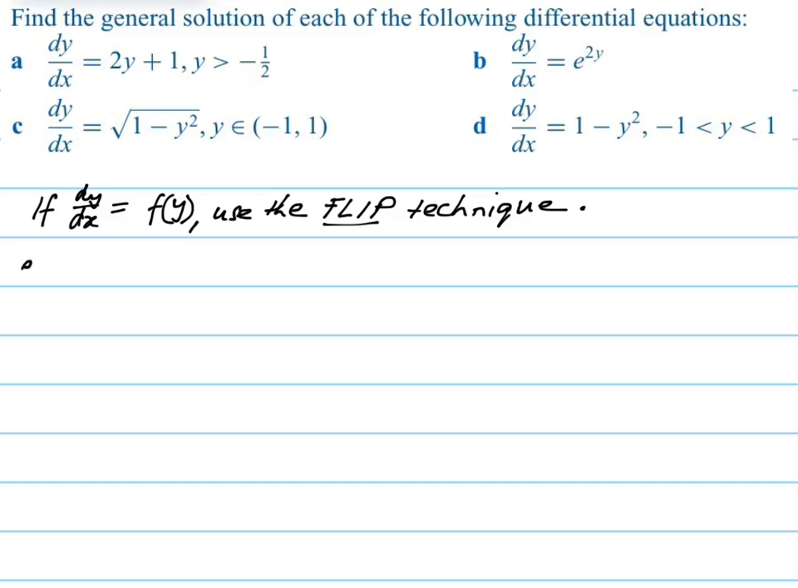What am I talking about? Well, let's show you. This is number A we're going to have a shot at now. So we've got dy/dx equals 2y plus 1, where y has to be greater than minus a half, and you'll see why in a moment.